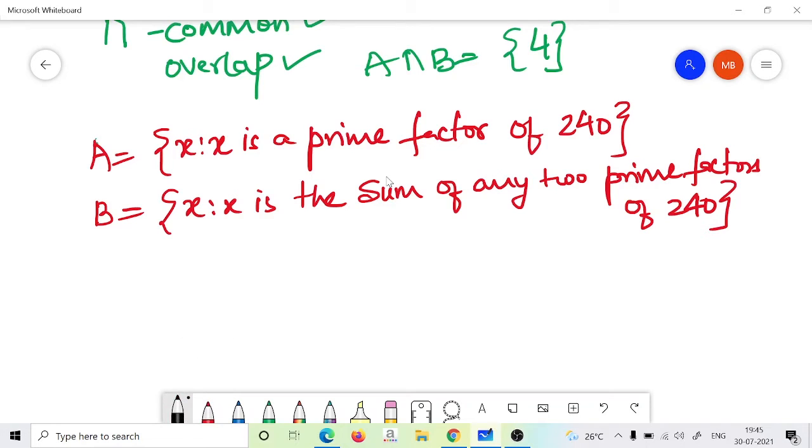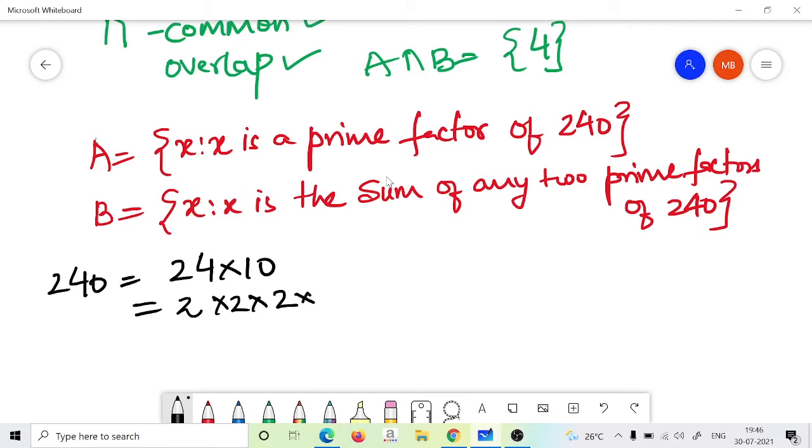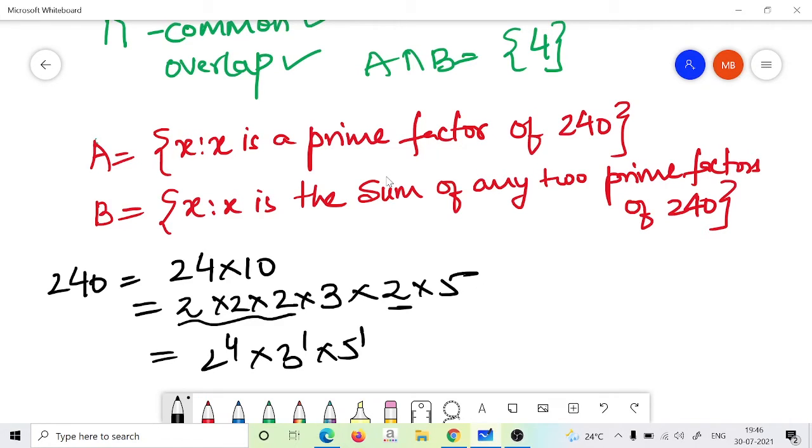To begin with, obviously we'll have to find out the prime factors of 240. We can write 240 as 24 into 10. 24 is 2 into 2 into 2 into 3, and 10 we can write as 2 into 5. So 2 raised to 4 into 3 raised to 1 and 5 raised to 1. So 2, 3 and 5 are our prime factors. So we have found our set A.